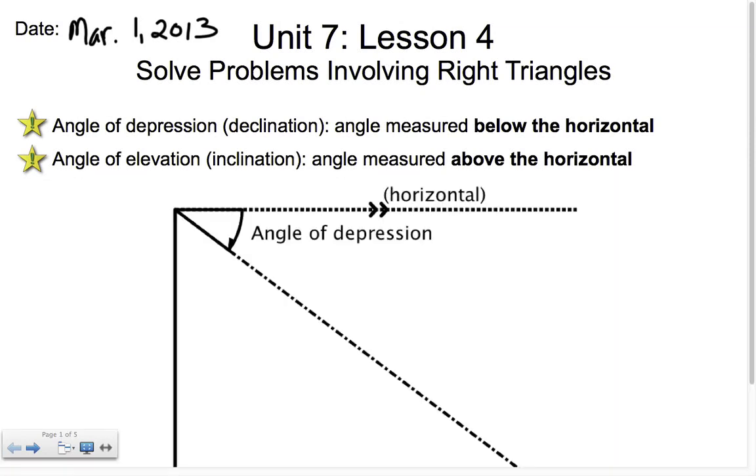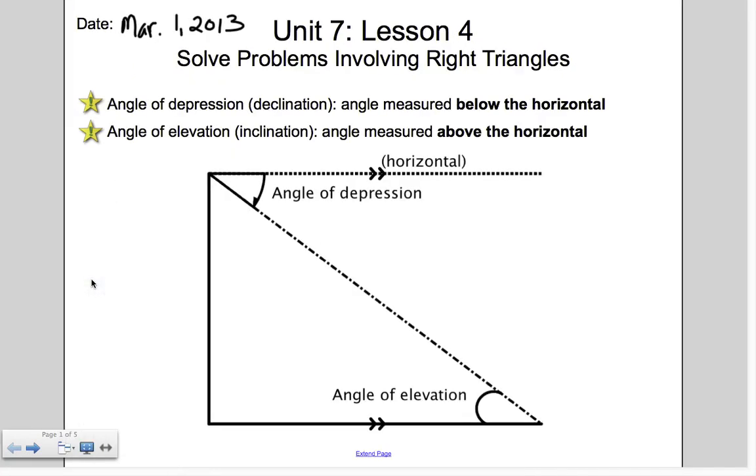Okay, so here's a diagram to help you visualize what that means. I'll let you copy that diagram first.